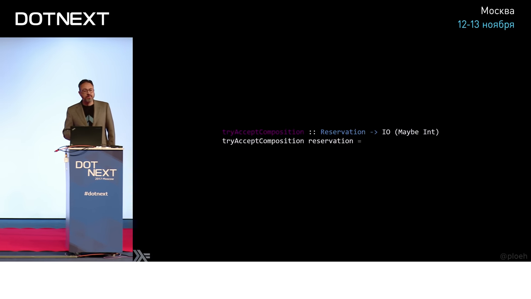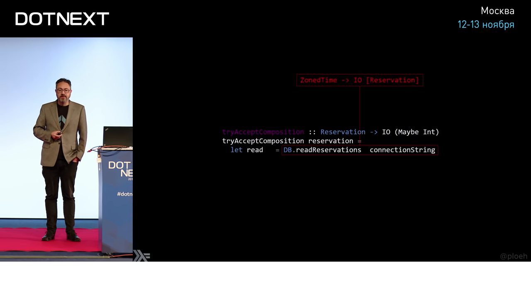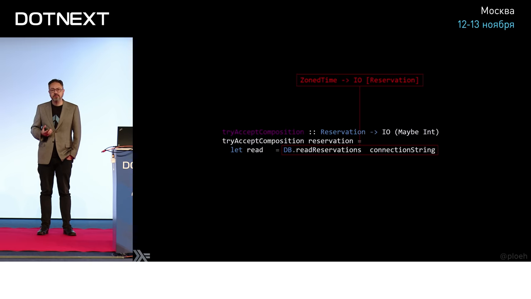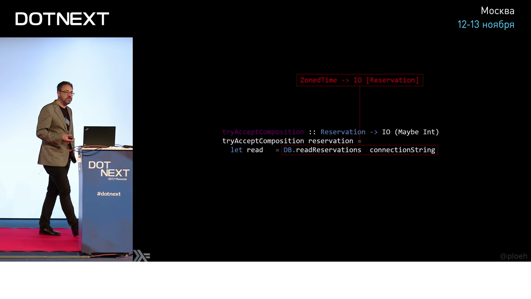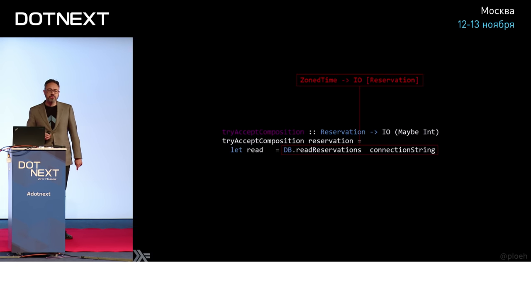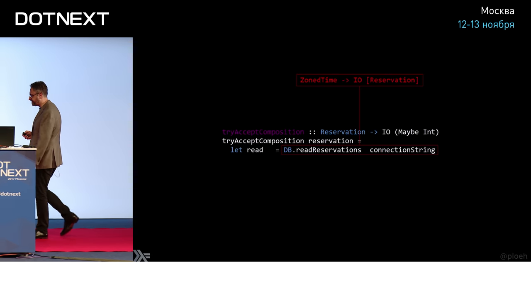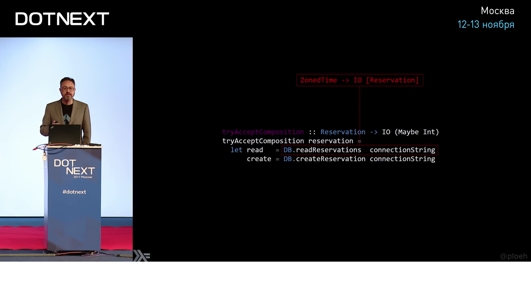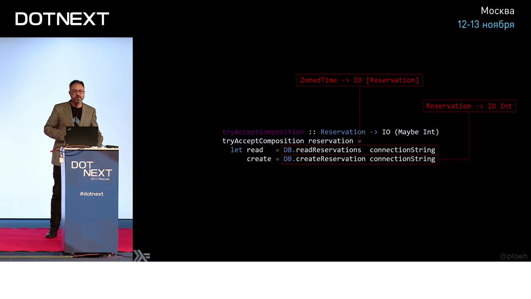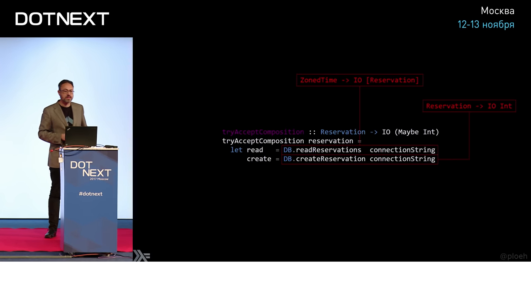So we can try to do the same thing as we did in F#. We can say, well, what if we have a DB module and we can partially apply the readReservations function with a connection string? We would get a function back that takes a ZonedTime as input and returns an IO of a reservation list as output. So IO, because it's impure, because it's non-deterministic. When you call the function may actually influence the answer you get back. So that's why it's impure. Now, the same thing goes for createReservation. If you partially apply that with a connection string, you get a function back that takes a Reservation as input and returns IO of Int as output. IO because it has a side effect. It creates a new row in a database.